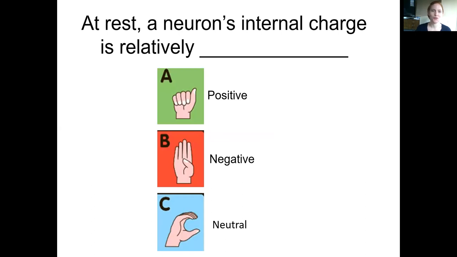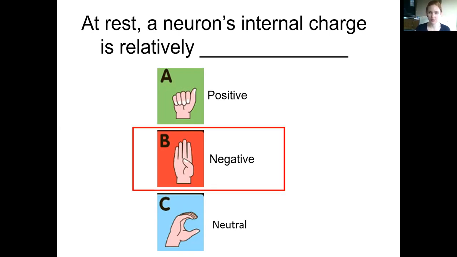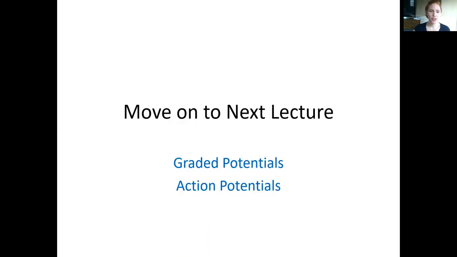Okay, so if you didn't get anything else from this, you do need to be able to answer this question. At rest, is the neuron's internal charge positive, negative, or neutral? Negative. It is negative inside of the cell in comparison to outside of the cell. Okay, there we go. Your resting membrane potential.